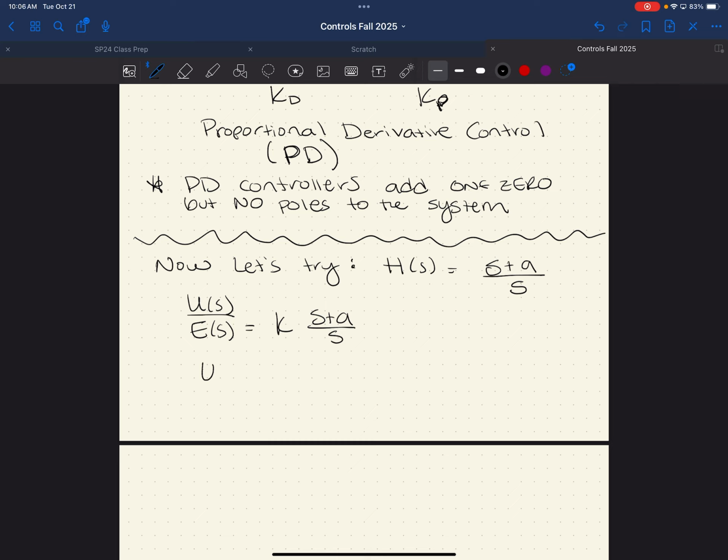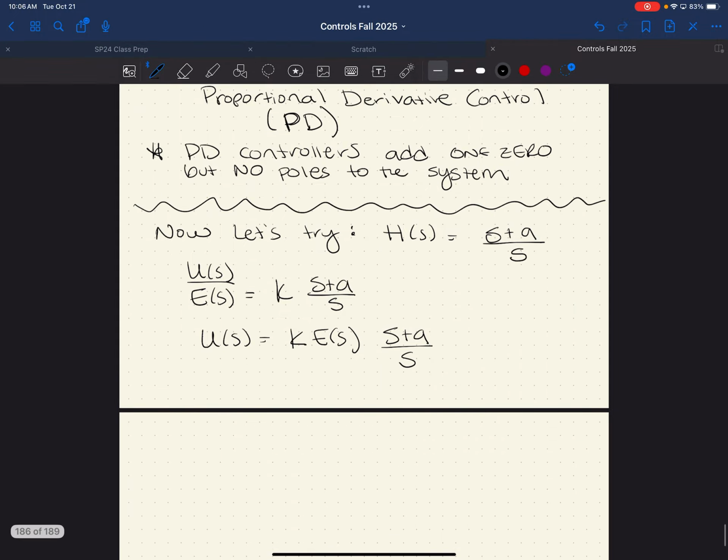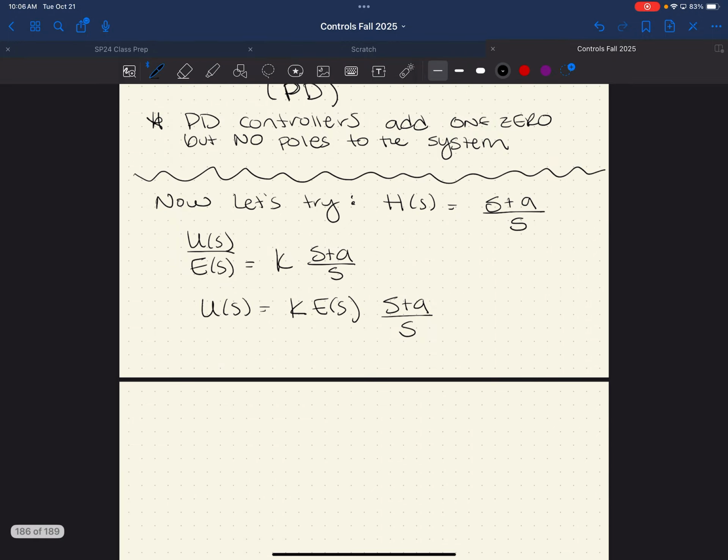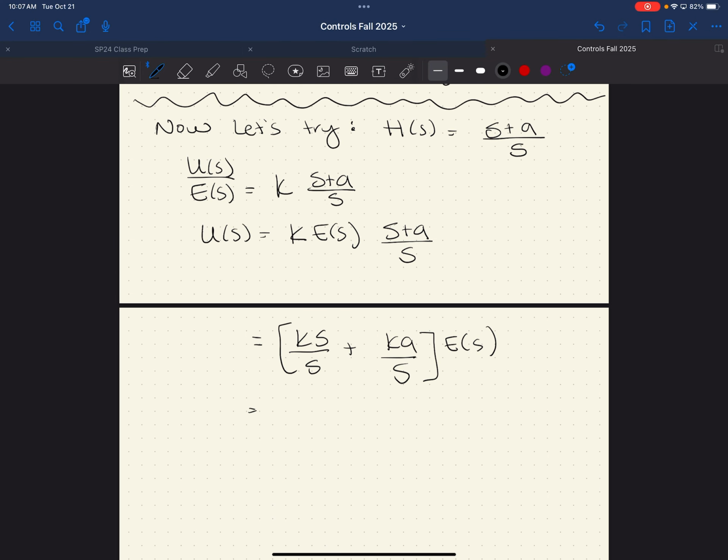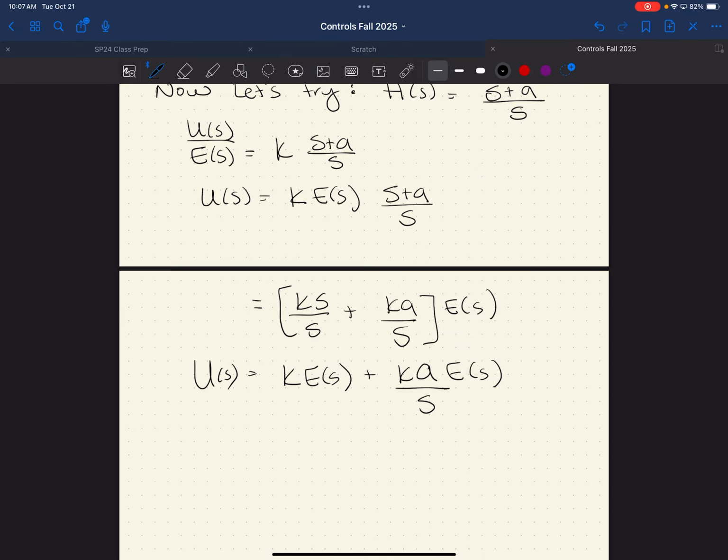Okay, let's do it again. So U of s equals K E of s times s plus a over s. And let's break that into terms here. So this will be K s over s plus K a over s, all times E of s. And then I can distribute the E of s. So I'll have K, my s's cancel, times E of s. On the second one, my s doesn't cancel though. I'll have K a over s times E of s equals U of s. And now I can inverse Laplace transform both sides.